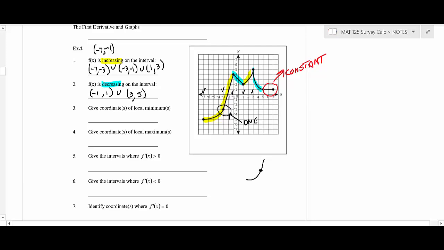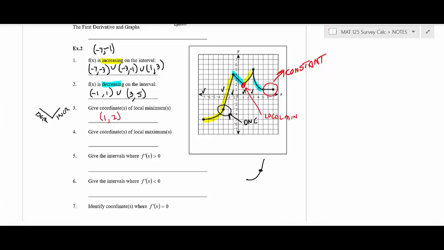All right, now what we're going to do is look at local minimums. For a local minimum, you have to find a place on the graph where the function decreases, changes direction, then increases. How many places do you see that happening on the graph? Okay, one place. What is that place? Yeah, it's this point right here. I'll put a dot there. That is going to be the local minimum, and that's going to occur at the point (1, 2).